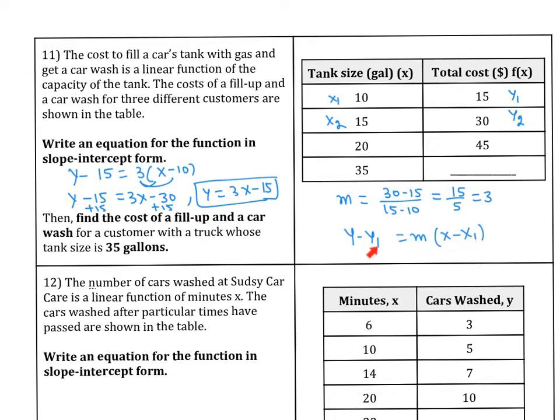Now I'm going to use the point-slope form, so y minus y1 equals m times x minus x1. x1 and y1 is 10 and 15, slope is 3. Distribute that inside, you're going to get y equals 3x minus 30 plus 15 on both sides, you get 3x minus 15. Then you're going to find the cost of a fill up and a car wash for a customer with a truck whose tank size is 35 gallons. So you're going to plug in 35 for x to find the y value, or cost.